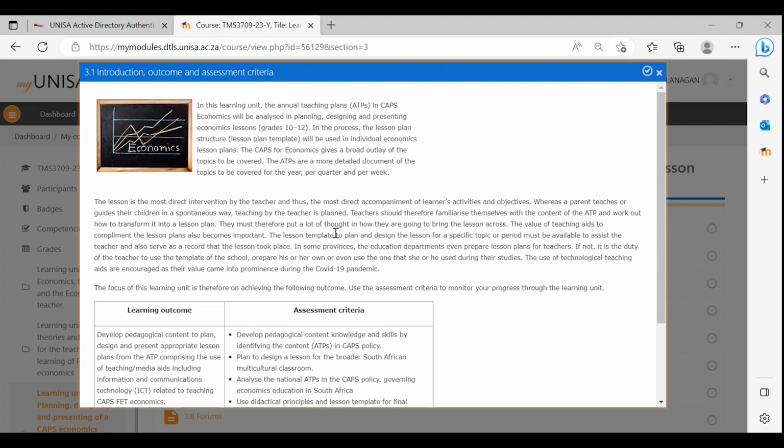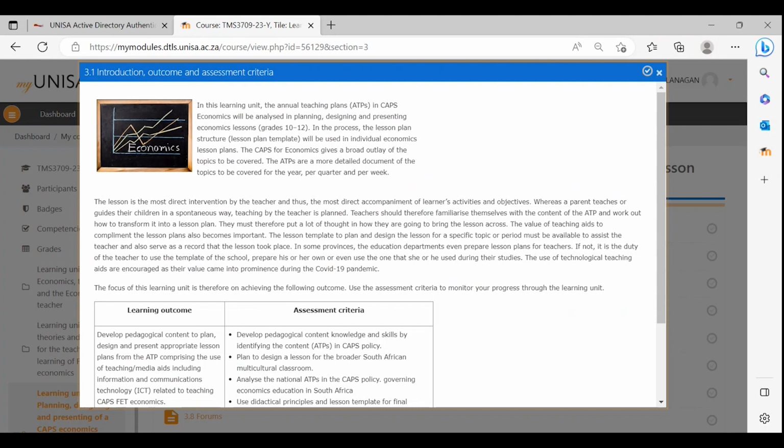The lesson template to plan and design the lesson for a specific topic or period must be available to assist the teacher and also serve as a record that the lesson took place. Remember, you cannot only go to the class with the textbook and read from the textbook and expect the learners to understand. You need to have worked out the lesson beforehand. What are you going to do as an introduction, etc.